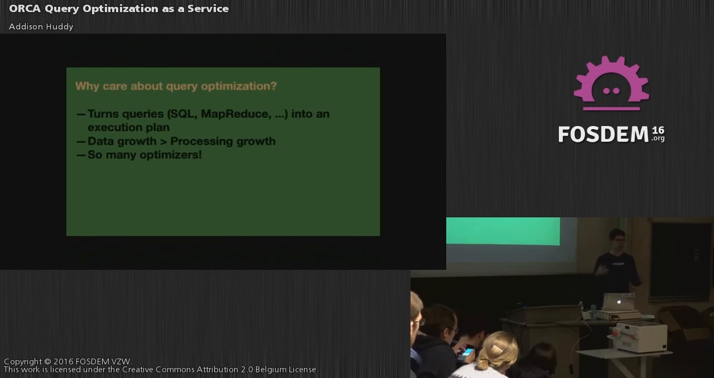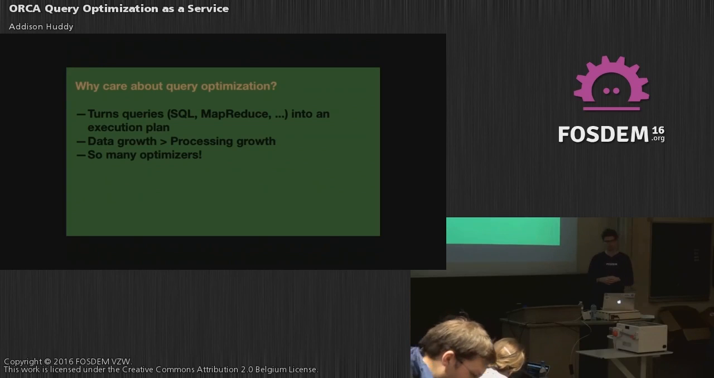So why do we even want to care about query optimization? Why do you want to listen to me for the next 20 minutes? Query optimization is really simple. It takes an expression of a query, which can be a SQL query, a MapReduce context, whatever, and it turns it into an execution plan. How should the data get processed and an answer get computed?